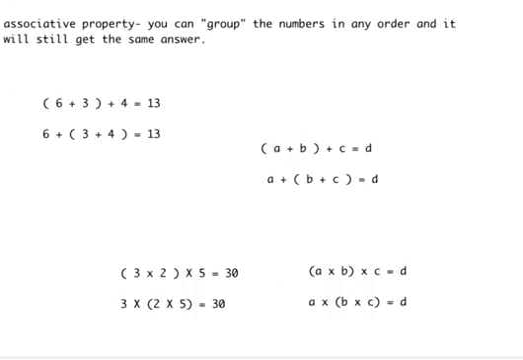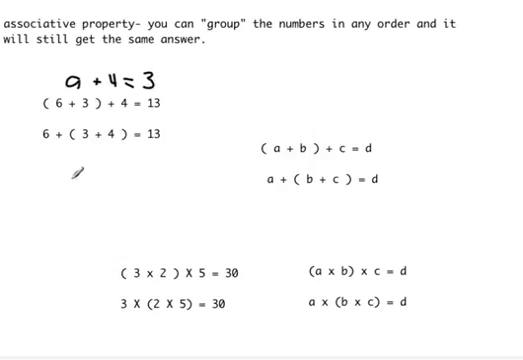If we look at the associative property, that means you can group the numbers in any order and still get the same answer. So up here, if I have 6 plus 3 plus 4, I do what's in parentheses first. So I do 6 plus 3, and that equals 9. 9 now plus 4 equals 13.